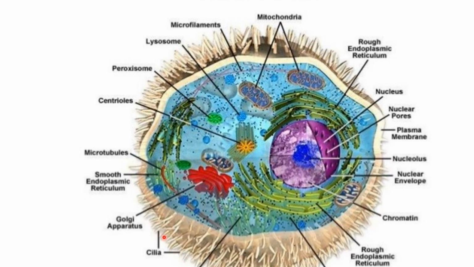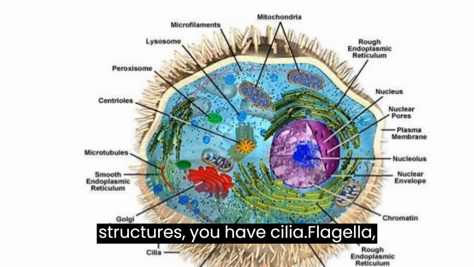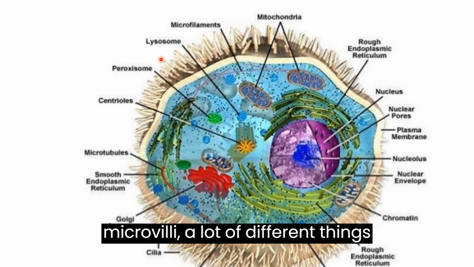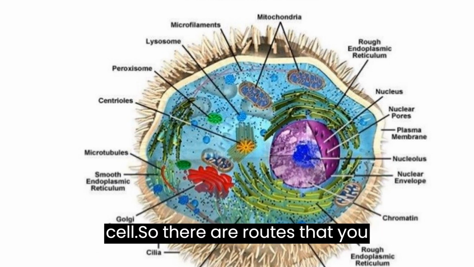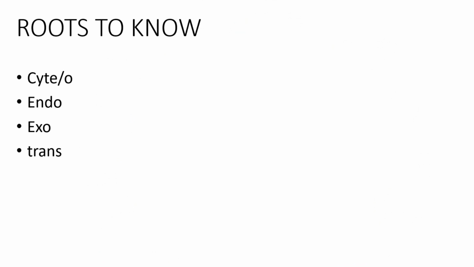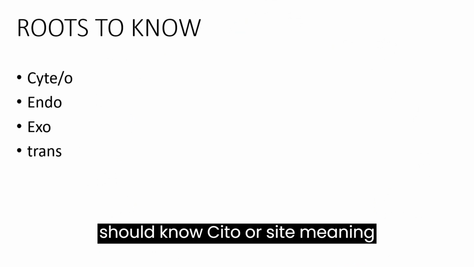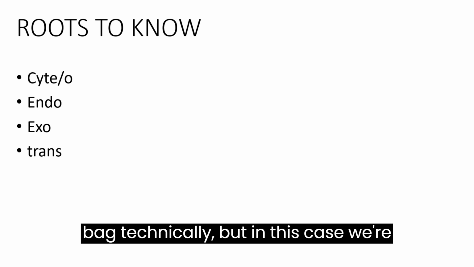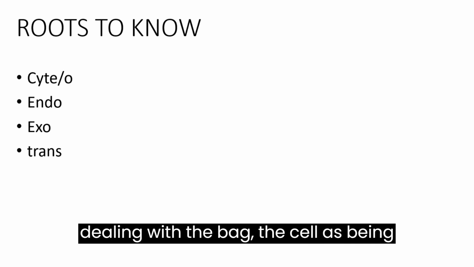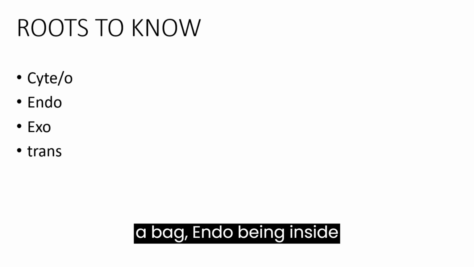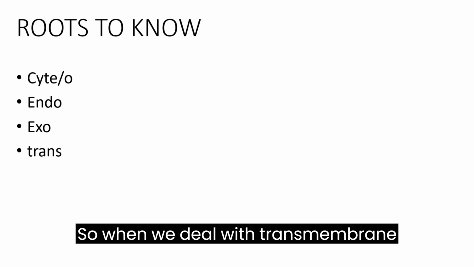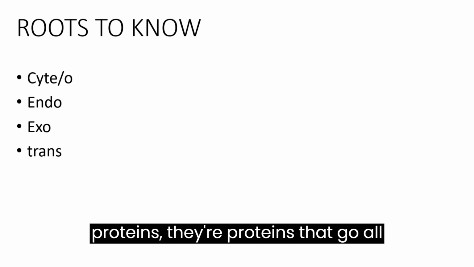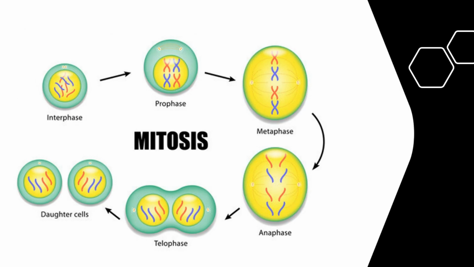You do have other structures. You have cilia, flagella, microvilli, a lot of different things, but that's the general principle of the cell. So there are roots that you should know. Cyto, or site, meaning bag technically, but in this case we're dealing with the cell as being a bag. Endo being inside, exo being outside, trans, again, going all the way through. So when we deal with transmembrane proteins, they're proteins that go all the way through the cell membrane.